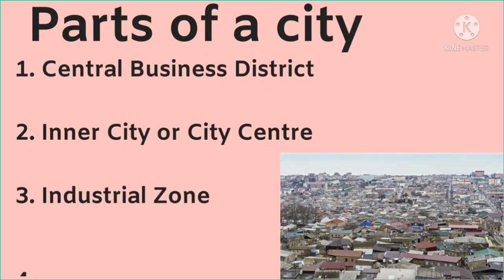Now, parts of our city include the central business district, inner city or city center, industrial zone, and suburbs. So in every city, you see these different parts. We're going to see the meaning of these parts of a city one after the other. First of all, we want to look at the central business district.